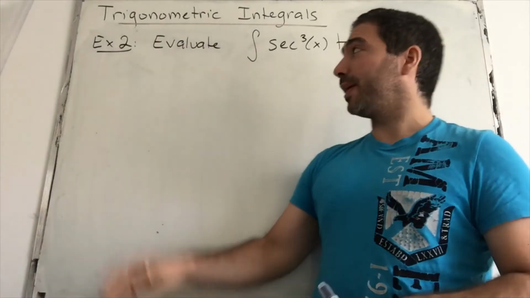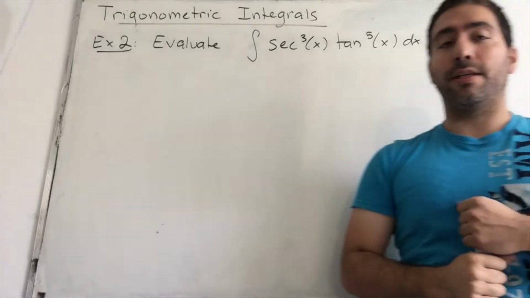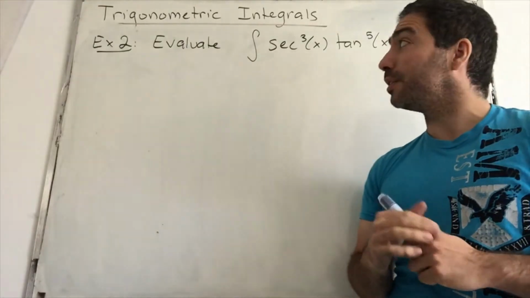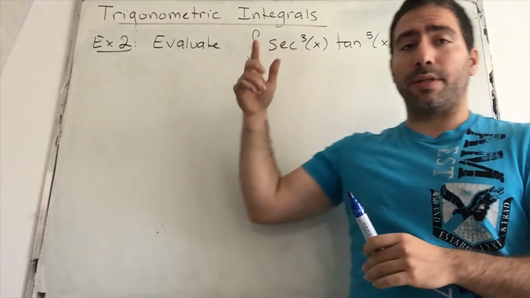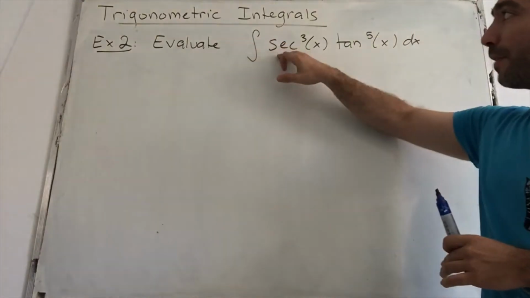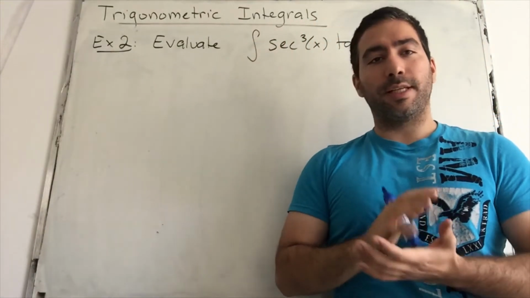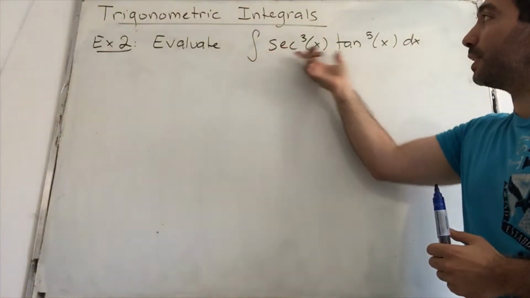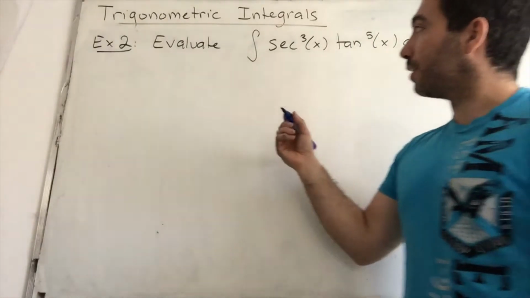So in our second example over here, it says to evaluate the integral of secant cubed x times tan 5x dx. So pause the video, give this a shot, see if you're able to solve it. So now we're using our second condition, the fact that the exponent of the secant is odd. If the exponent of the secant is odd, it's telling us to save a secant tan and to use the u substitution u equals secant. So let's go ahead and do that.